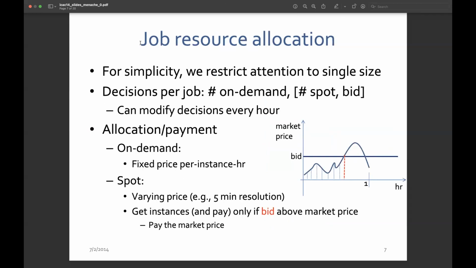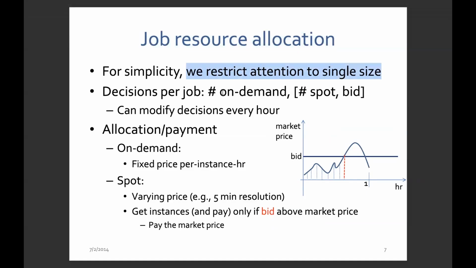To illustrate the job resource allocation, they restrict attention to a single size job. So the decision on the job could be on demand or it could be a spot or bid. So what is the relation between the spot and bid? I'll just briefly explain it here.